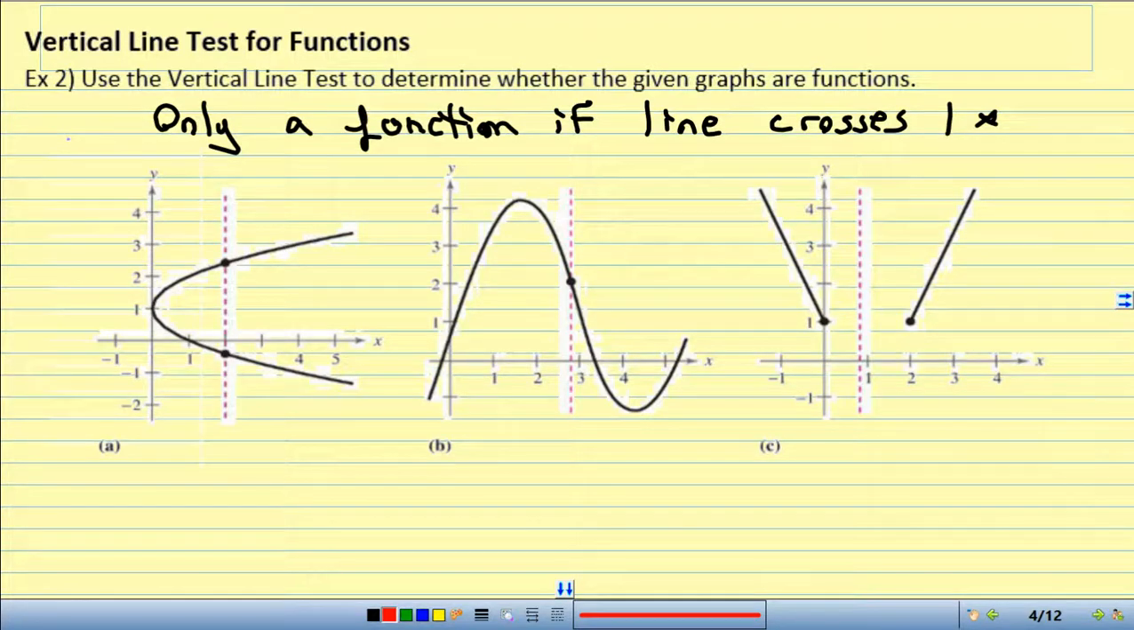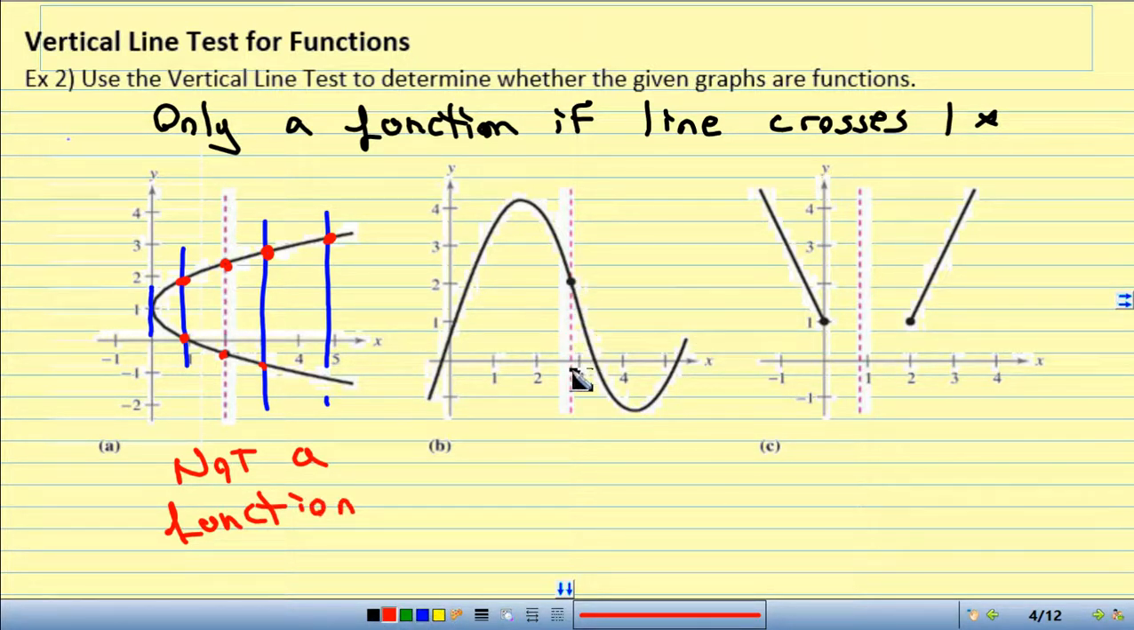This is what I'm talking about. I'm going to make a bunch of vertical lines. Boom, right here. Boom, right here. Boom, right here. All of these vertical lines, except for the one right here. If I make one here, it crosses once. But guess what? This vertical line crosses twice. Not a function. This vertical line crosses twice. The graph's not a function. All you need is one vertical line to cross twice, not a function. So for this one, I'm just going to say, not a function.